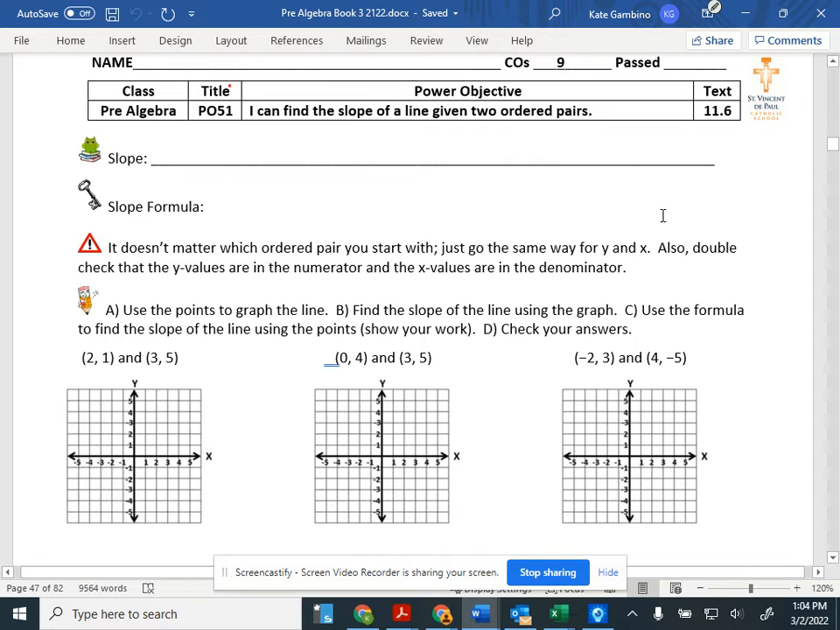Good afternoon. Today is CO51 day. We are continuing with the slope. Today we will find the slope of a line given two ordered pairs.